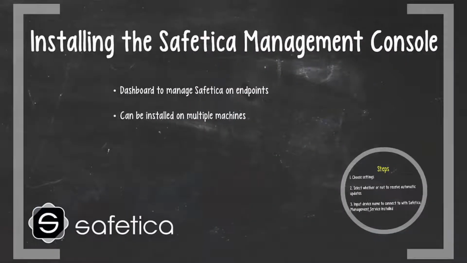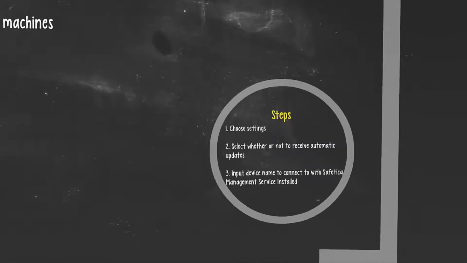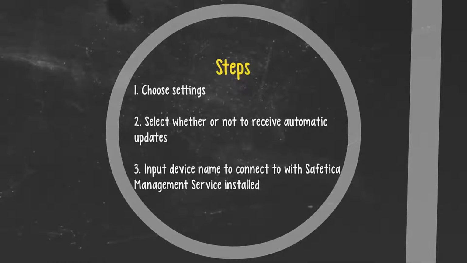Now that the Safetica management service is installed, we need to install the Safetica management console. The console provides a dashboard view into Safetica where you can manage your settings. You can install the management console on multiple devices. To install the console, we have to choose our settings and input the device name or IP where the Safetica management service lives that we will be connecting into.